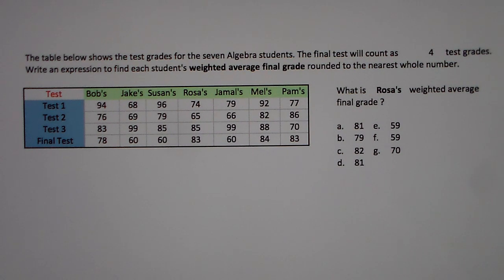In fact, we're going to simplify that down. We're just going to focus on Rosa, because right here, they say in this question, what is Rosa's weighted average? So let's focus just on Rosa. Now this is going to be 4 times the amount, this final test grade. So that means Rosa's final test grade right there is going to count 4 times. So what does that mean in English?